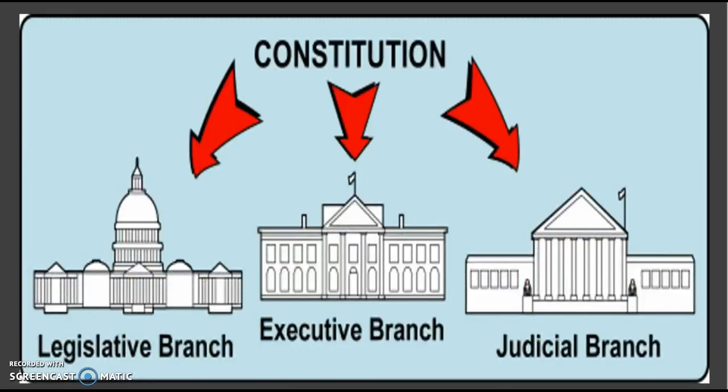We have 3 branches of government, as you know, the legislative branch, which makes the laws, the executive branch, which enforces the laws, and the judicial branch, which interprets the laws.